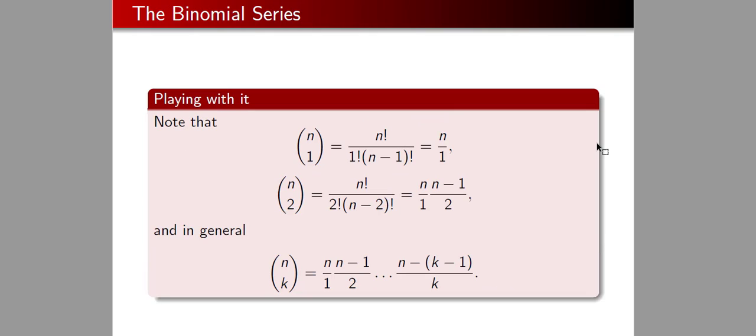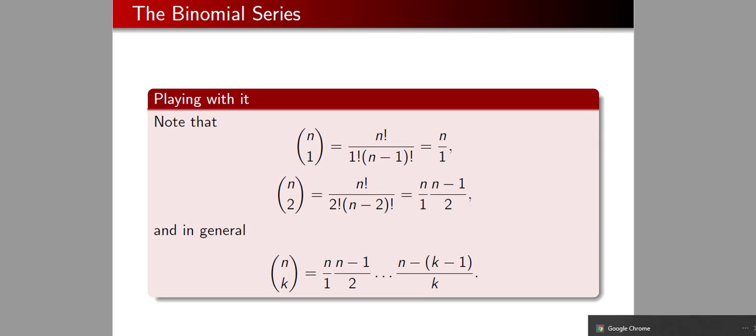Let's play with this. Okay. First, n choose 1. This is n factorial over 1 factorial times n minus 1 factorial. You do the math on that, it reduces just to n divided by 1. You take n choose 2, you do the math on that, it'll be n over 1 times n minus 1 over 2.